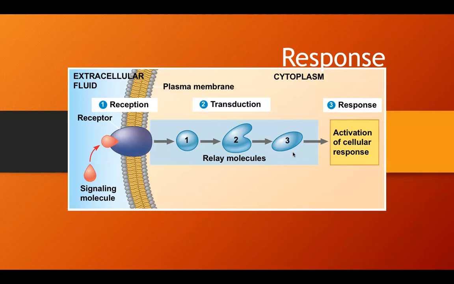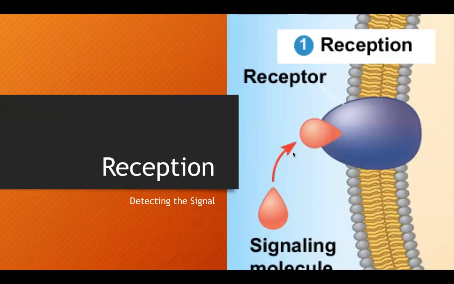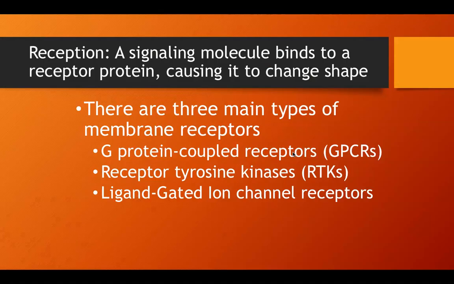The transduction process is usually multi-step, and that actually helps to control the cellular response when you can turn it on and off or up and down in several different areas. Okay, so again, this is reception.